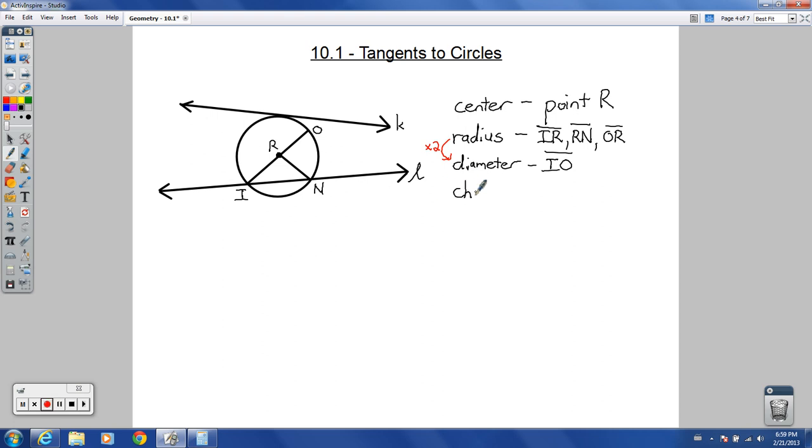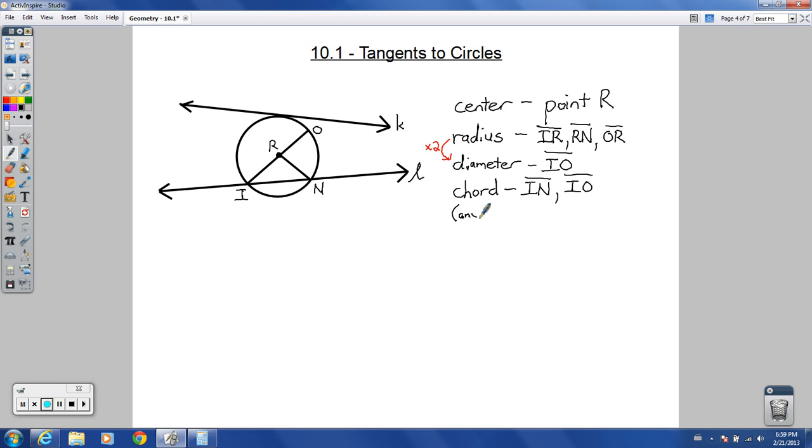Chord, this is probably a new term for a lot of you. A chord is something like what you have here, I to N. It's just any segment connecting 2 points on the circle. So IN works. What also works? IO also works. So let's write this down.